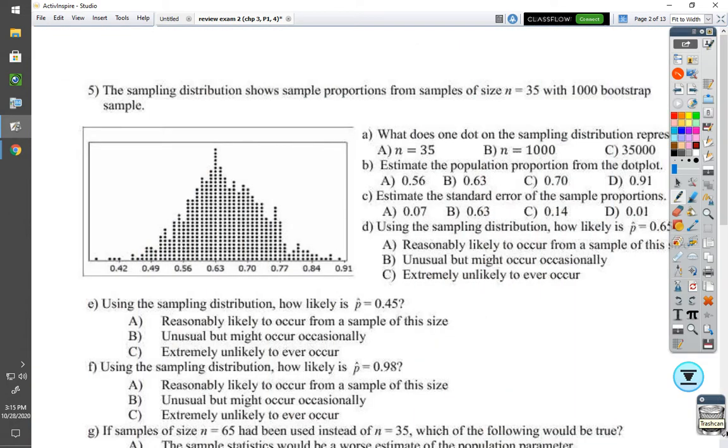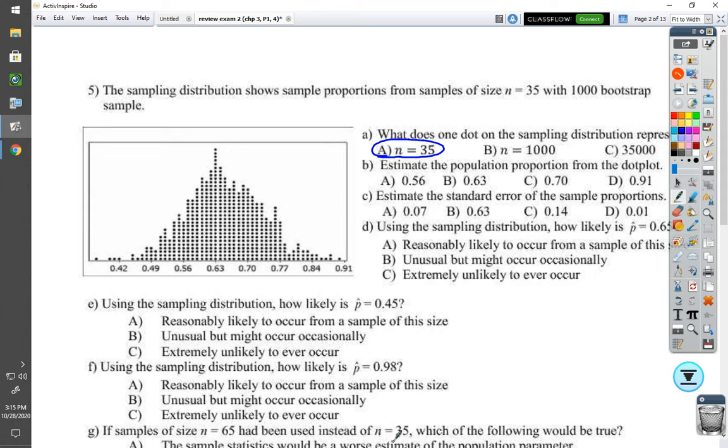Moving on to question number 5. The sampling distribution shows sample proportions from sample sizes of n equals 35 with 1,000 bootstrap distributions. You can read it. And the question is, what does one dot on the sampling distribution represent? Well, any one dot on the sampling distribution is n equals 35. There are 35 different n values in any one of those dots sitting in there.